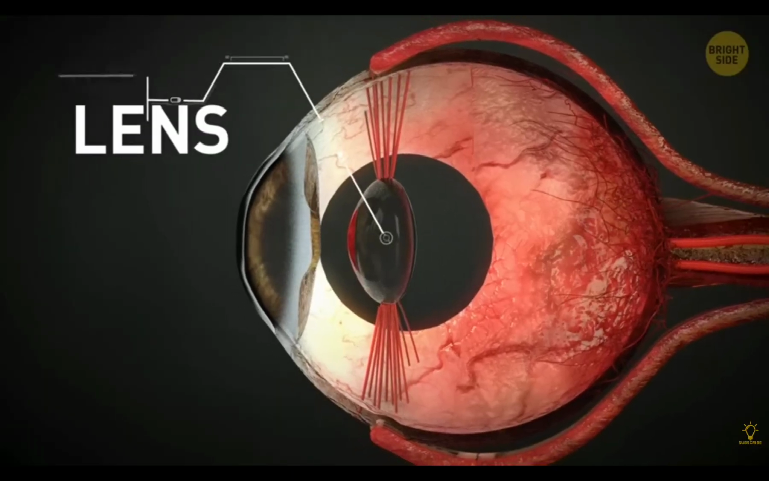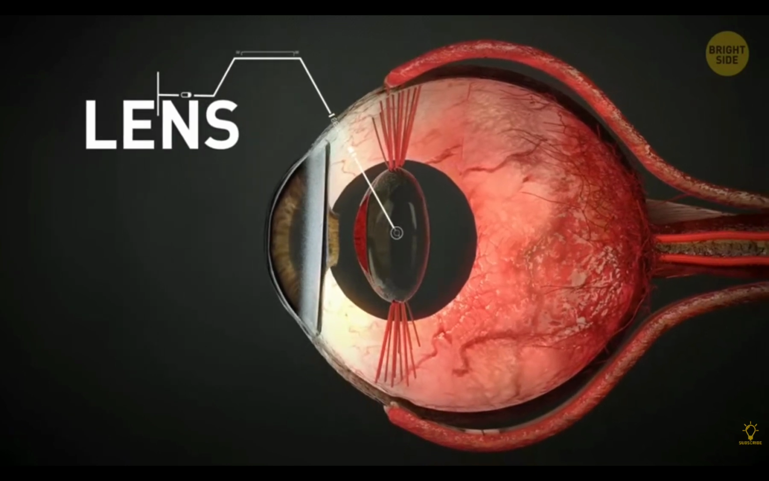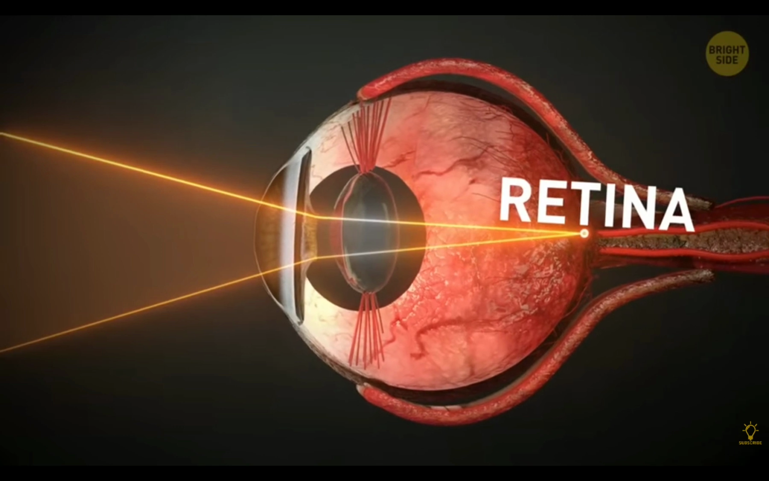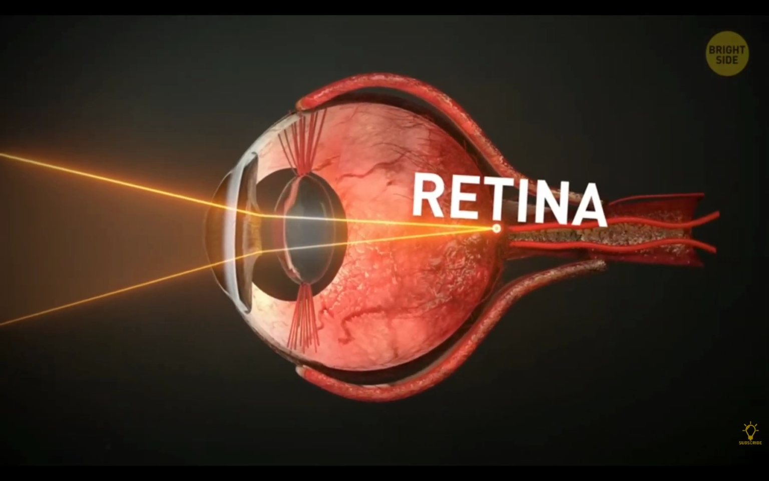Like your ears and nose, your lens continues to grow throughout your whole life. And just like in a camera, it focuses the light even more. That way, it hits exactly where it needs to be on the retina. That's the back of the eye.